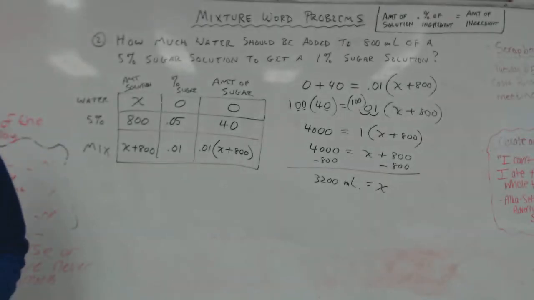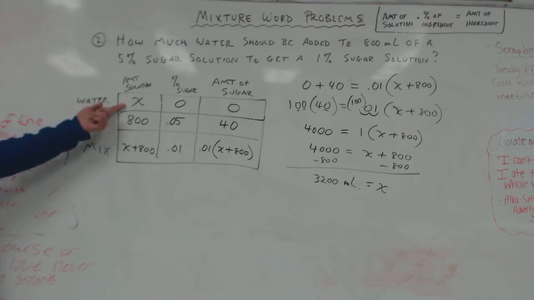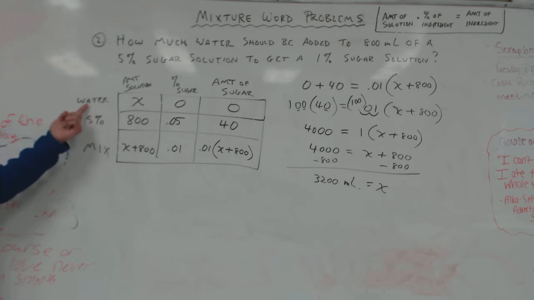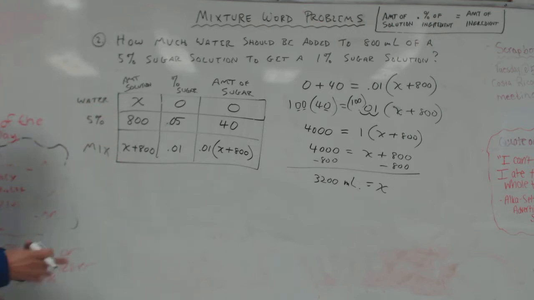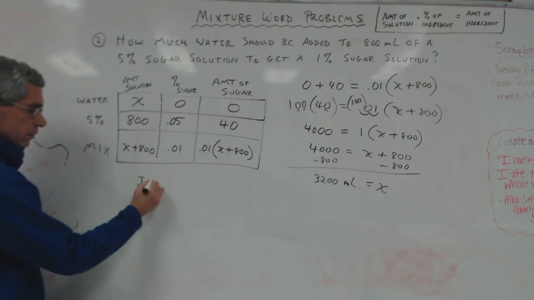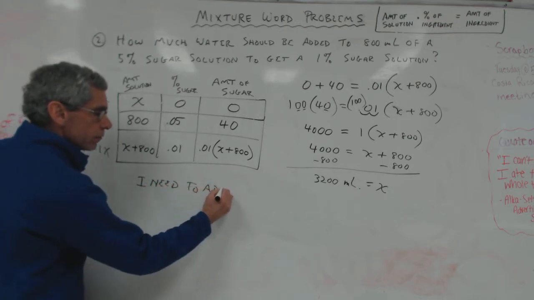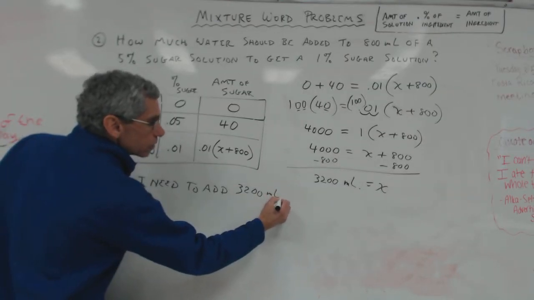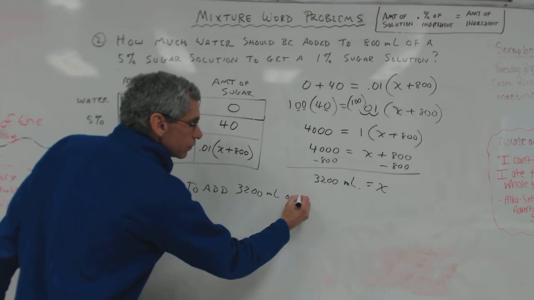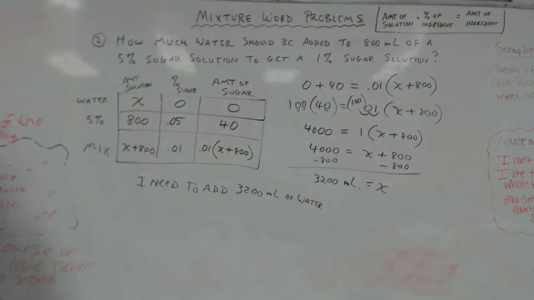So now I'm coming over here, and I look at my box again and see, okay, my x is the amount of water that I need. So I need to add 3,200 milliliters of water. Make sense?